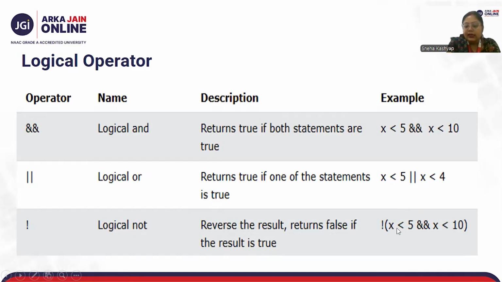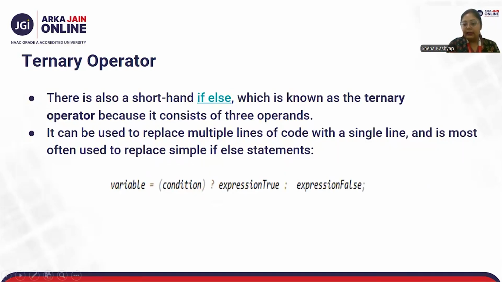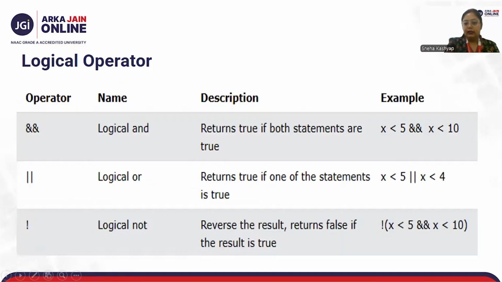Now, not x is less than 5 and x is less than 10. So x should be less than 5 and x should also be less than 10. Now let's say the value of x is 2. So is 2 less than 5? Yes, of course 2 is less than 5. This condition became true and x is less than 10. So 2 is again less than 10. So here both the conditions became true, it will return true, right? But since we have used the not command, it will return the output as false.